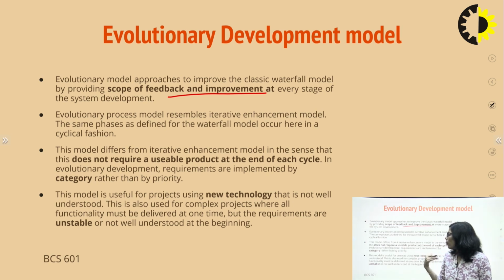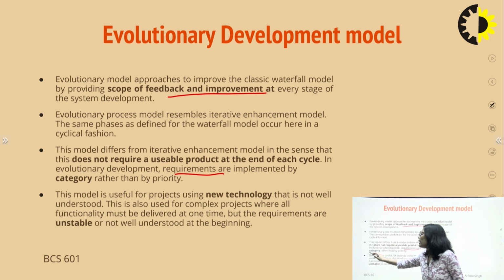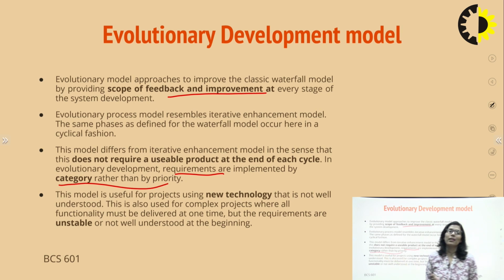So here what we are doing is prioritizing the requirements on the basis of the understanding. And after that, at each phase, we are giving some product. Please keep in mind that the product is not usable. It is just a part of the requirement. So here we are implementing the requirements by category and then priority. We are categorizing the requirements, and those requirements which are clear, we are implementing. And then after some time, if more requirements are getting cleared, category wise, we are implementing them.